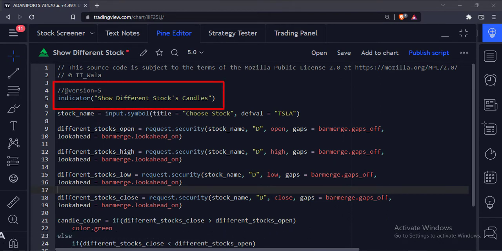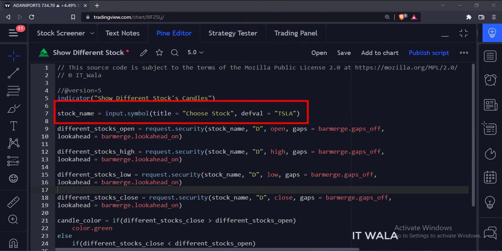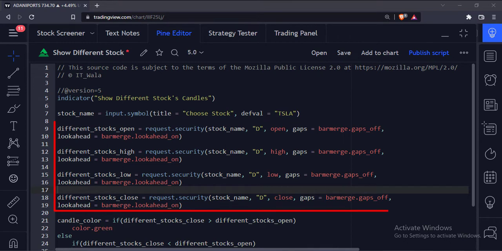This is an indicator function with a name, show different stocks candles. Here we let the user select the stock name, whose candles he wants to plot on the current chart. The default stock name is Tesla. Here we use the security function to calculate the daily open, high, low, and close data of that selected stock.